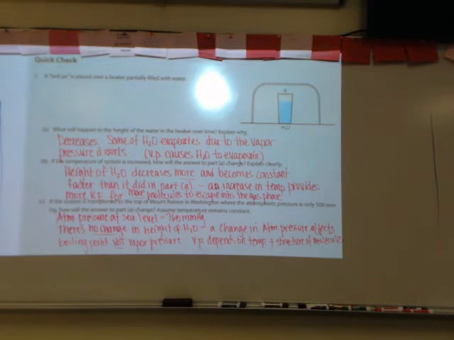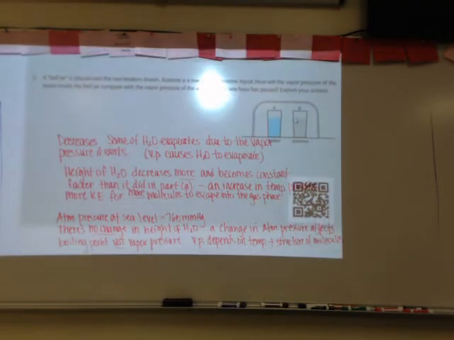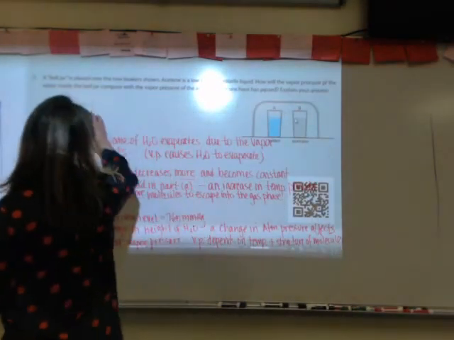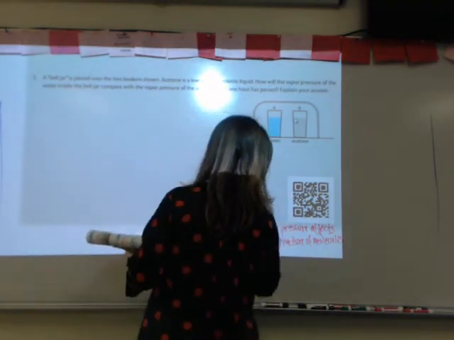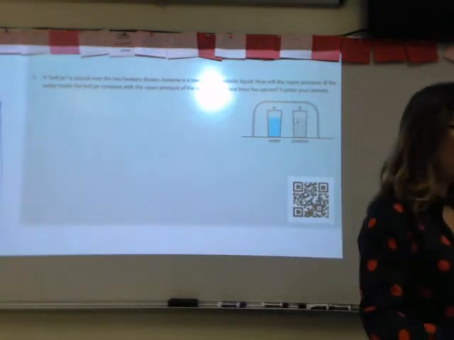Number 2. A bell jar is placed over the 2 beakers shown. Acetone is a low polarity volatile liquid. How will the vapor pressure of the water inside the bell jar compare with the vapor pressure of the acetone after 1 hour has passed? Explain your answer. So for this one, you can scan the QR code with your phone and go over the answer. Let's take a look at the next page.